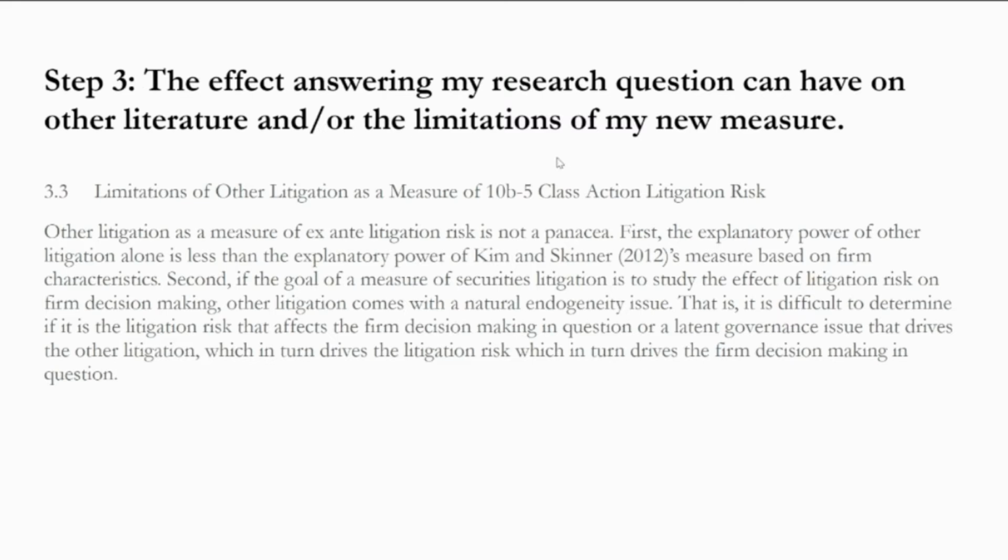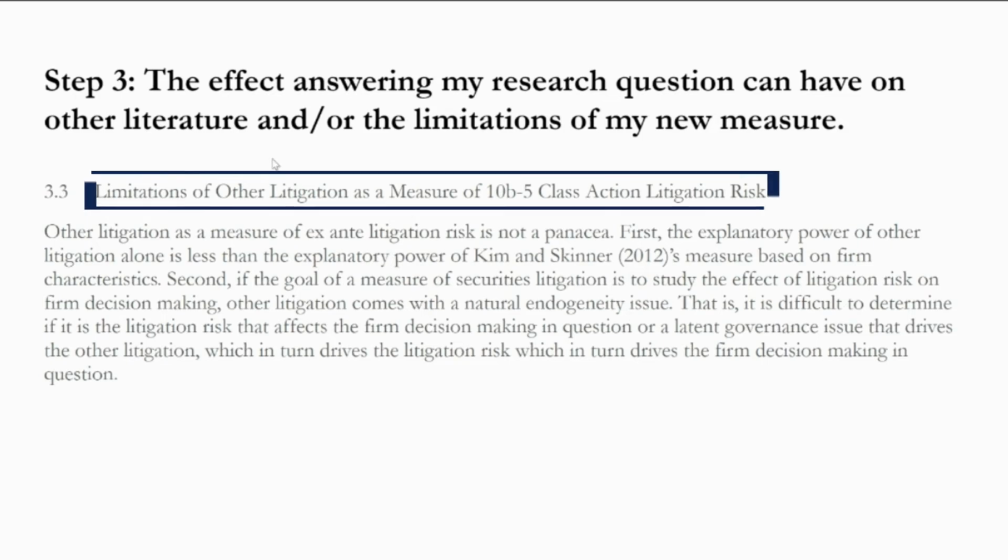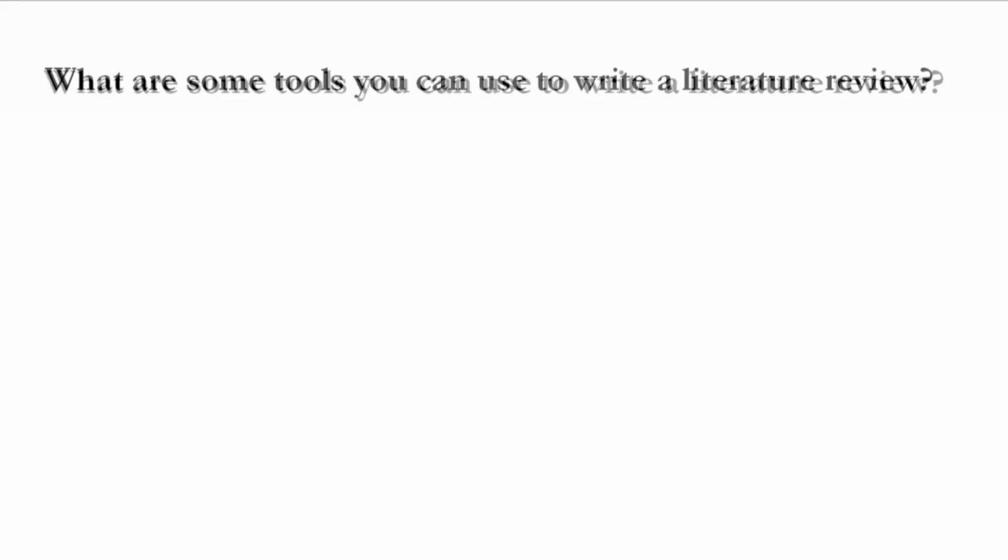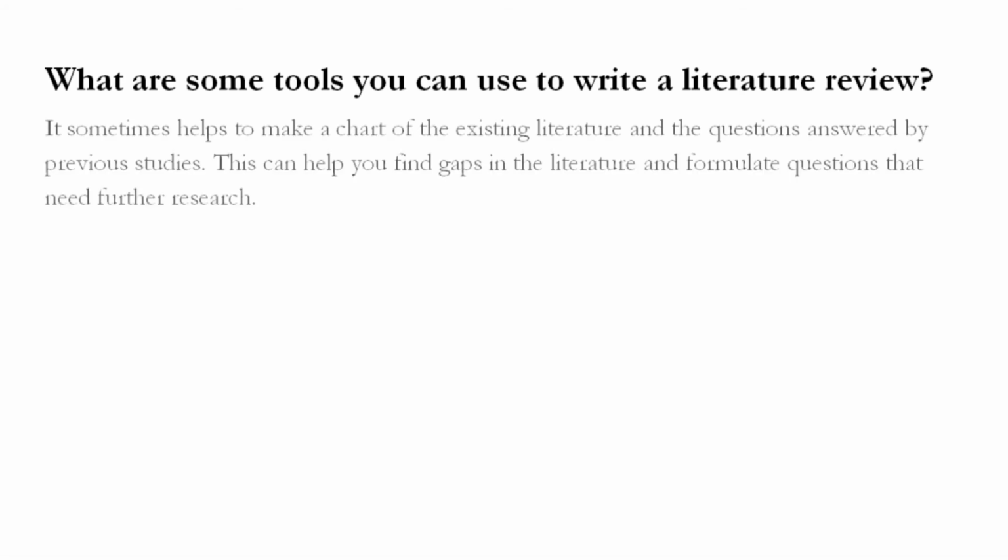Another way you could answer step three is by describing the limitations of your paper. And specifically, I gave the limitations of my new measure, other litigation. Okay, so what are some tools you can use to write a literature review? It sometimes helps to make a chart of the existing literature and the questions answered by previous studies. This can help you find gaps in the literature and formulate questions that need further research.